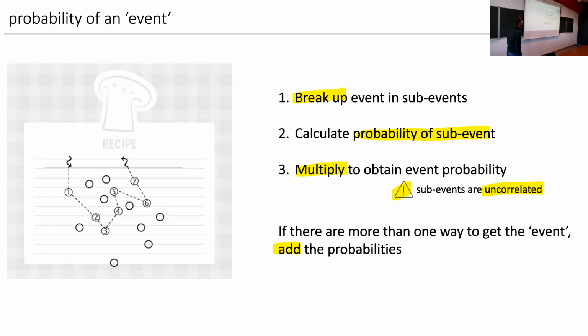We want to calculate the probability of a trajectory or path, and the recipe is as follows: we break up the event, in this case the photon entering here, into sub-events and calculate the probability of each of these sub-events. Assuming that they are uncorrelated, independent of each other, we multiply these probabilities to get the total event probability for this specific trajectory. If there is then more than one way to get to the final event, on each trajectory, we sum them up for the total.